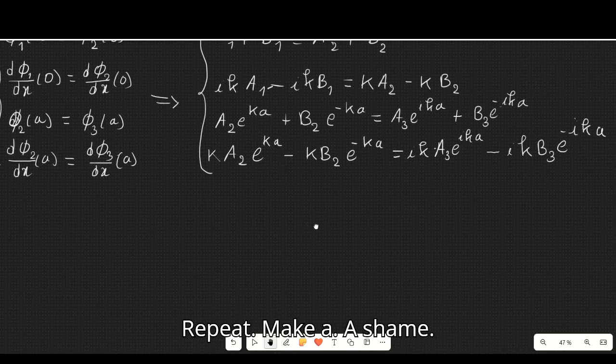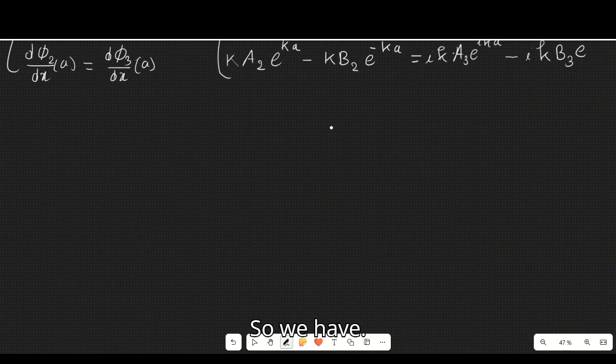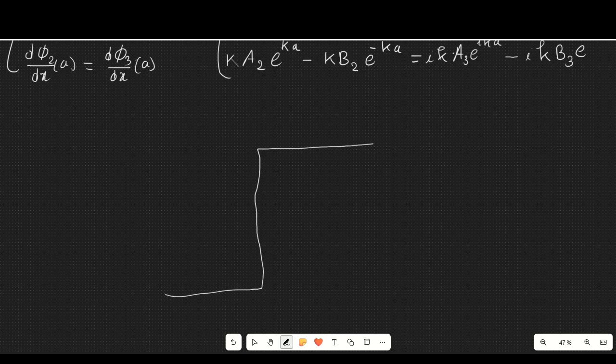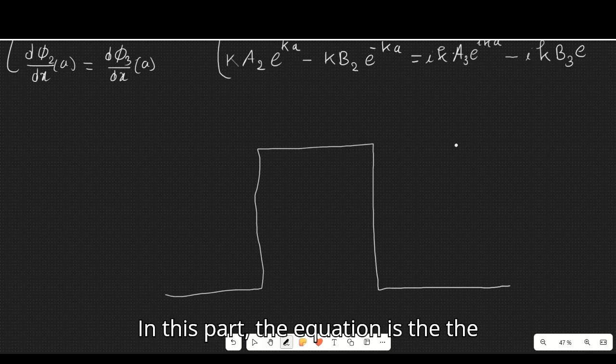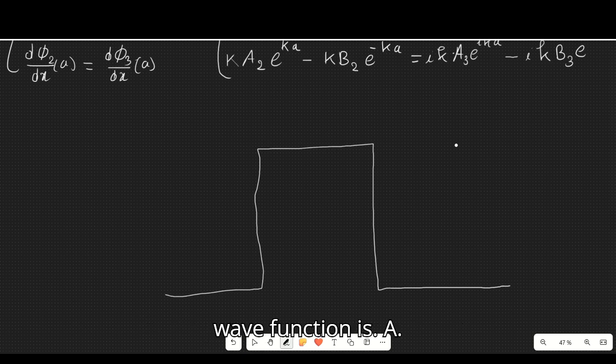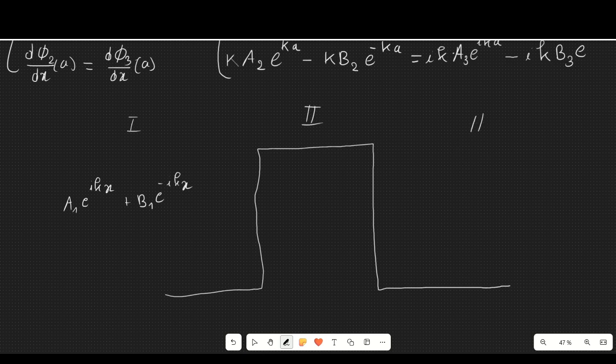Let me make a scheme. So we have the barrier, and in this part the wave function is an exponential of kx, and in this part the wave function is of this type.